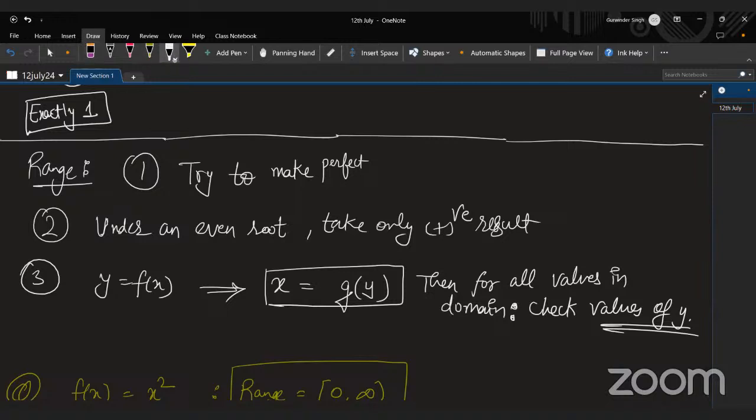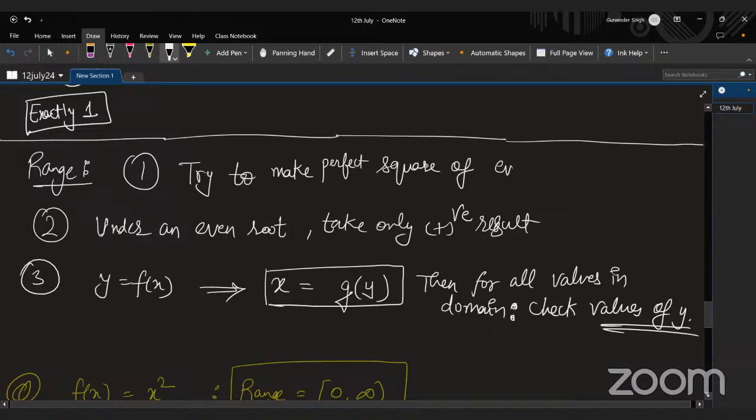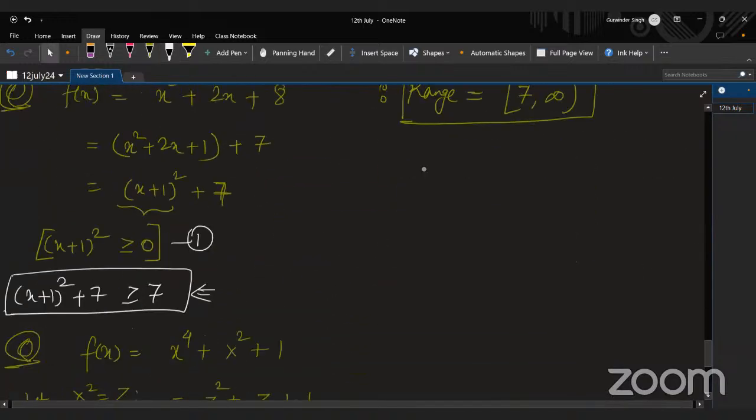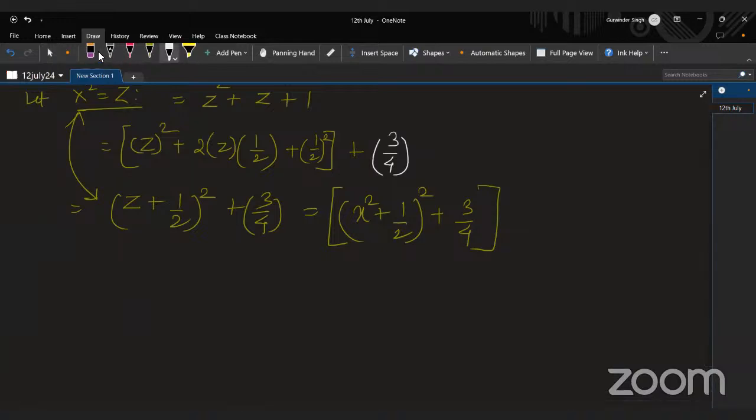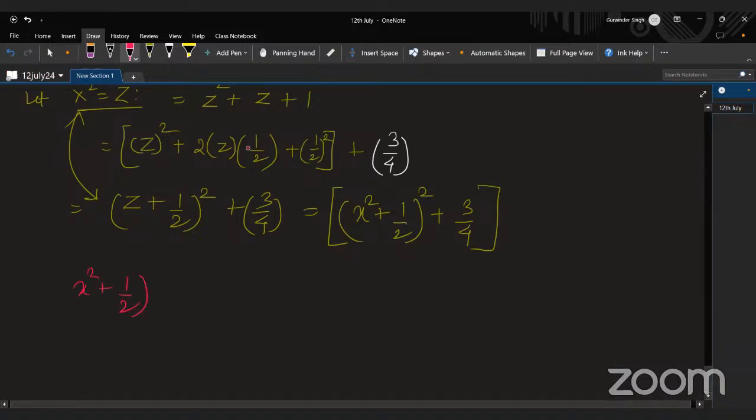Try to make a perfect square of even powers. So I had even power. I tried to make it like this. Now see this part clearly. X square plus half whole squared. First, tell me what its range will be. You would need to think clearly.